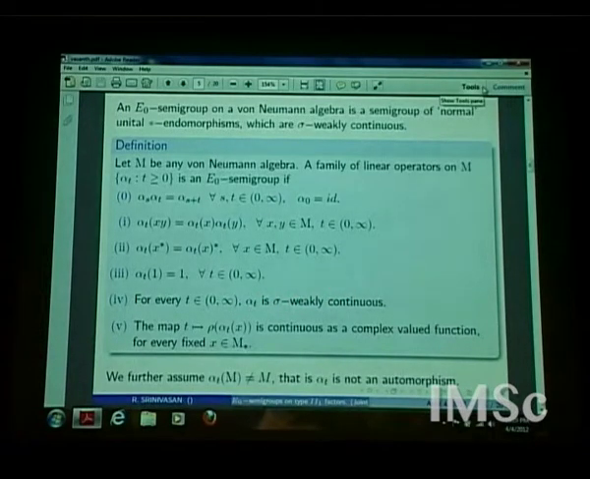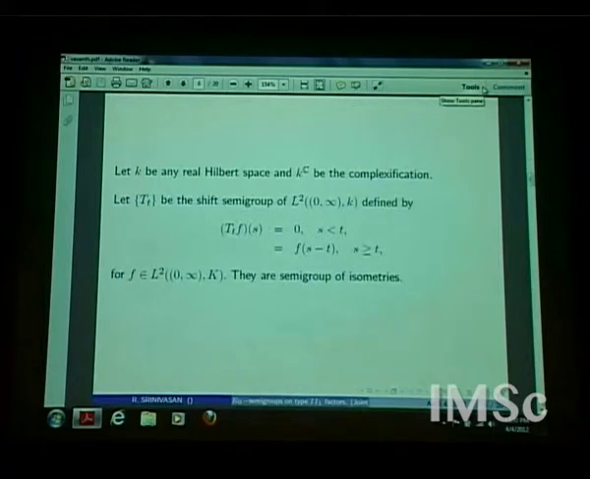As I said, the sigma weak topology is just the weak star topology, and further, when you fix x, the map t going to alpha t of x is sigma weakly continuous. M star is the pre-dual, so when rho comes from the pre-dual, t going to rho of alpha t of x is a complex valued function that has to be continuous. This is just for definition. I'm not going to show any proof of anything, and we are not going to use this.